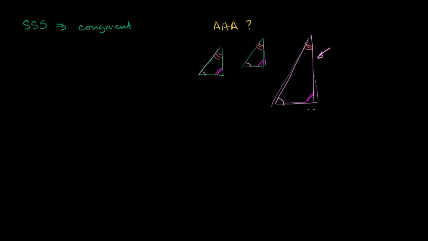It does have the same shape, but not the same size. So this does not imply congruency. Angle, angle, angle does not imply congruency. What it does imply, and we haven't talked about this yet, is that these are similar triangles. So angle, angle, angle implies similar. So let me write it over here.